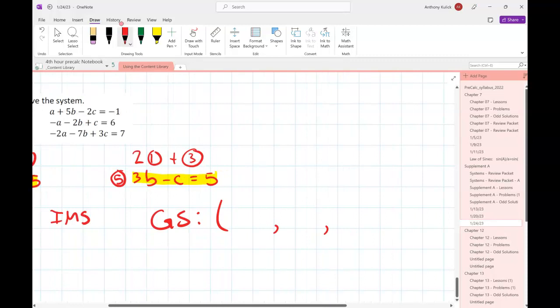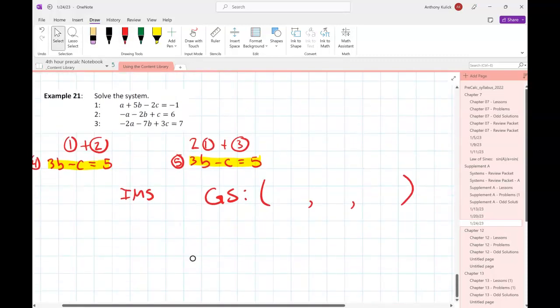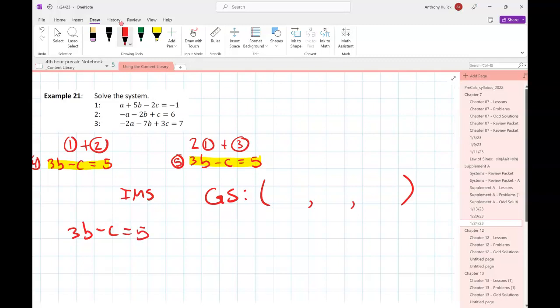So again, our general solution is some ordered triple. What I'm going to do is take equation 3 or 4. Well, since they're the same equation, it doesn't really matter. And I'm going to isolate one of the two variables. Which variable is Mr. Kulik going to choose to isolate, C or B? C. Why? Because I don't have to do any division. I won't generate any fractions, right?